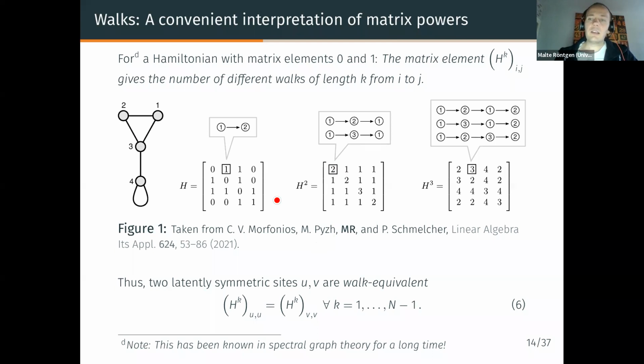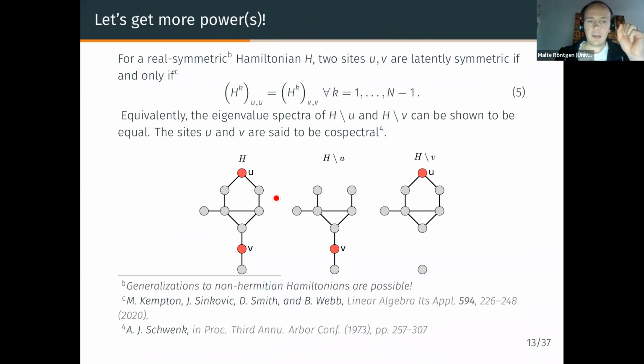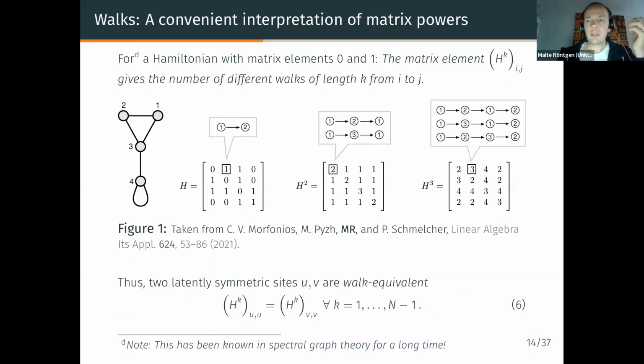This means that a necessary condition in order to have a latent symmetry of two sites is that the two of them have the same number of neighbors. And if we go down 2 slides, here you see u has 2 neighbors and v also has 2 neighbors. So it's obviously fulfilled. So in other words, we can learn a lot, or we can derive some conditions which we can intuitively understand in terms of walks if we are to design a latently symmetric Hamiltonian or latently symmetric setup.